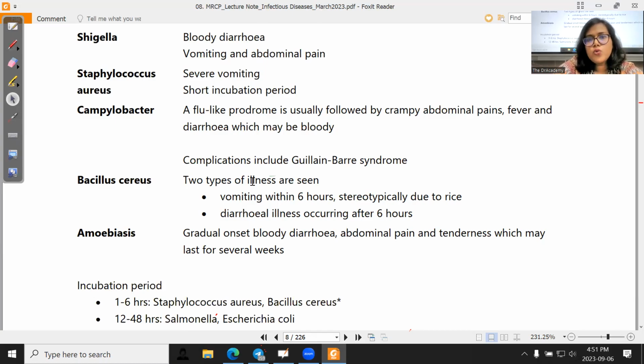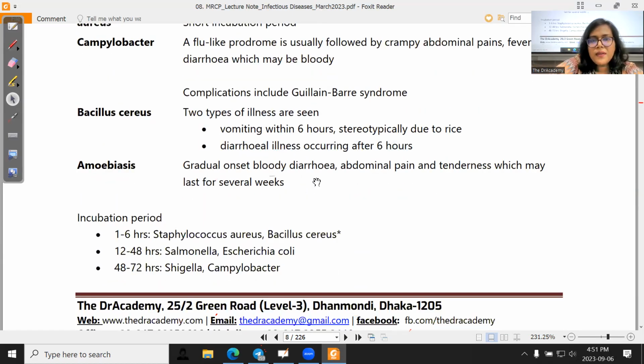Bacillus cereus, okay, two types of illness are seen: vomiting within 6 hours, and diarrheal illness occurring after 6 hours. Stereotypically, it's contaminated rice, like fried rice consumption. Amoebiasis has a gradual onset and a long incubation period. Not only does it cause bloody diarrhea, but it can also cause liver abscess.